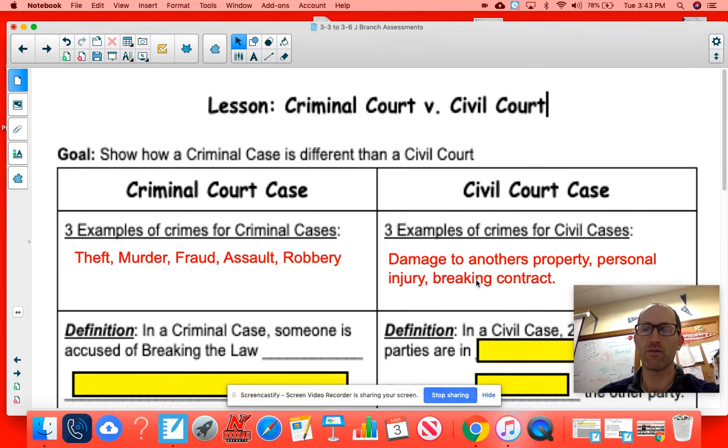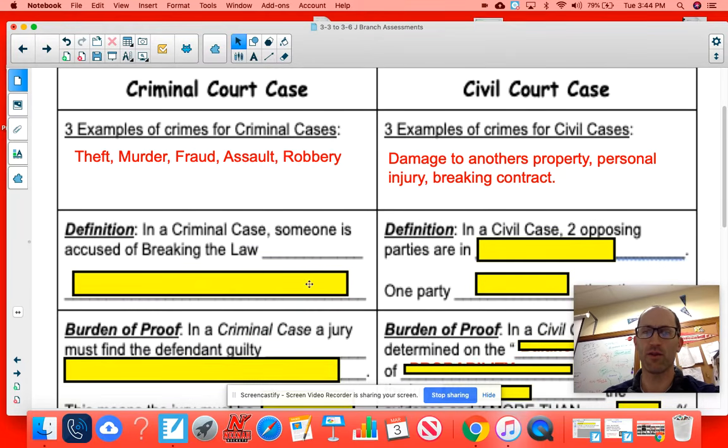So damage to other people's property, getting in a car accident, for example, personal injury. Did somebody slip and fall on your sidewalk as they walked past your house? Breach of contract, if contractors, people who do adjustments and changes to homes, if they don't do their job, they can be sued. And finally, battery.